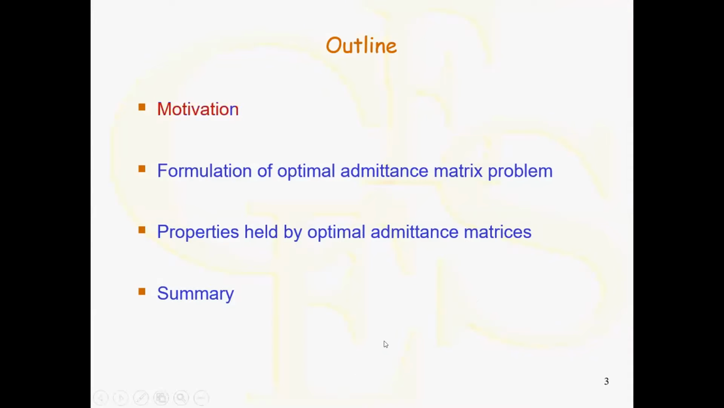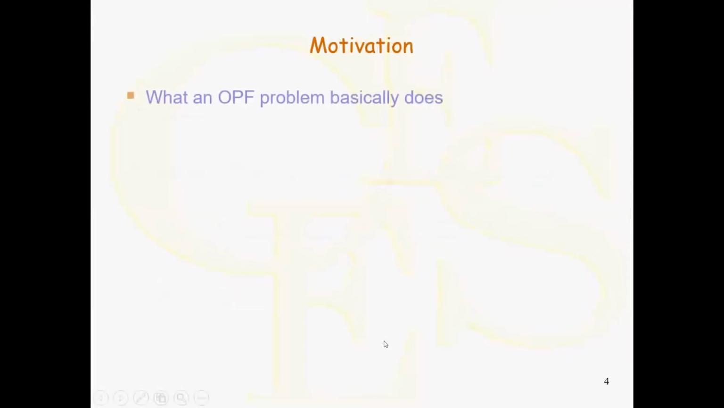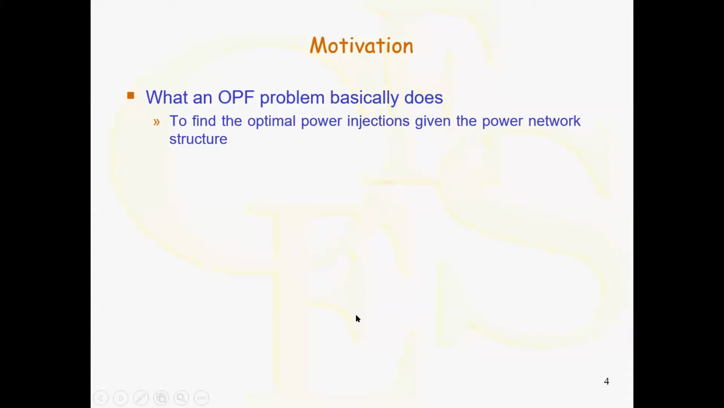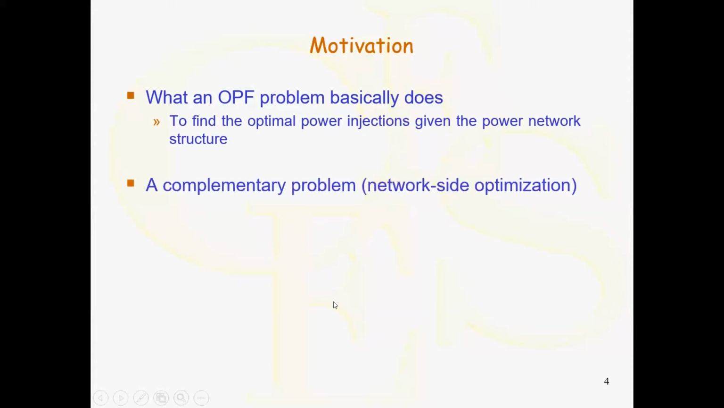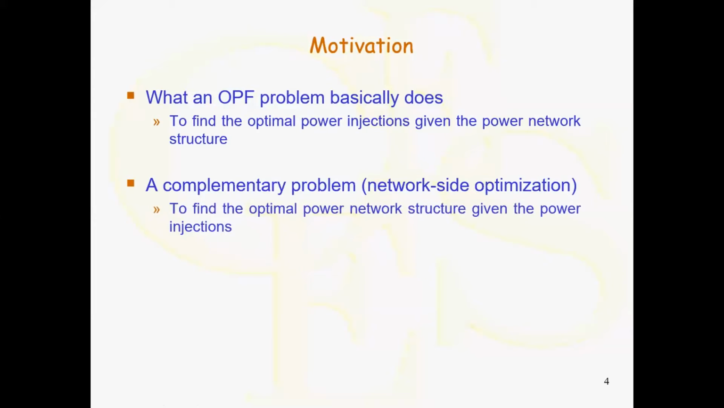So let's begin with part 1, a recall of the OPF problem. So actually, as we know, an OPF problem essentially finds the optimal power injection given the network structure information. So the power injection adjustment can refer to generation dispatch or demand side management. So it is natural to consider the optimization problems in a complementary way to the OPF. That is to find the optimal power network structure given the power injections information.